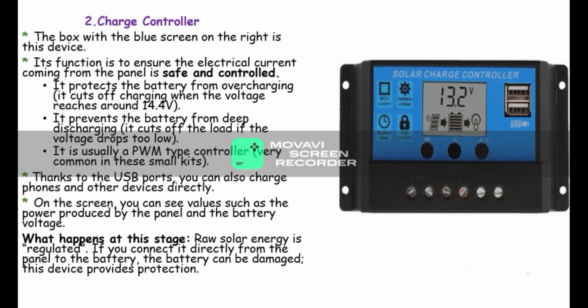Anyway, its function is to ensure the electrical current coming from the panel is safe and controlled. It protects the battery from overcharging. It cuts off charging when the voltage reaches around 14.4 watts. It prevents the battery from deep discharging. It cuts off the load when the voltage drops too low. It is usually a PWM type controller, very common in these small kits. Thanks to the USB ports, you can also charge phones and other devices directly. On the screen, you can see values such as the power produced by the panel and the battery voltage.